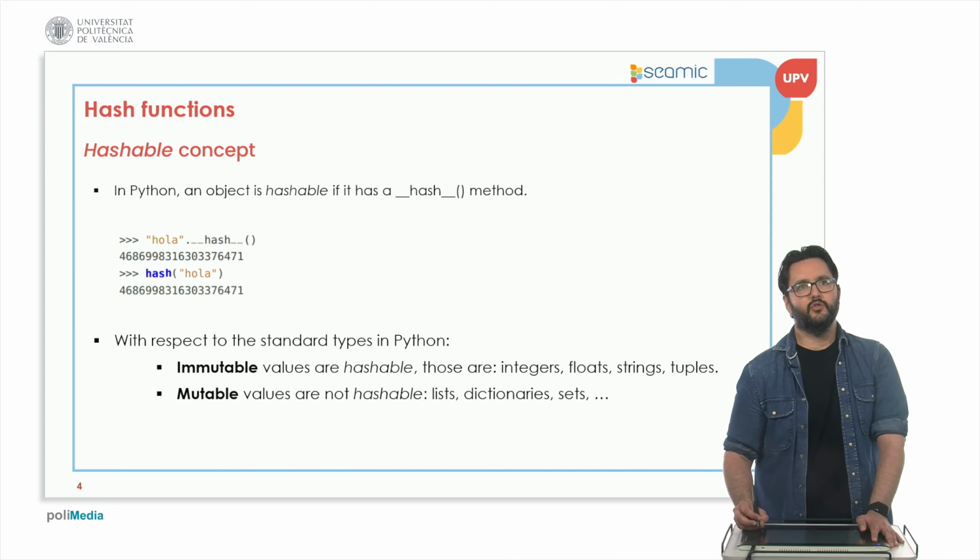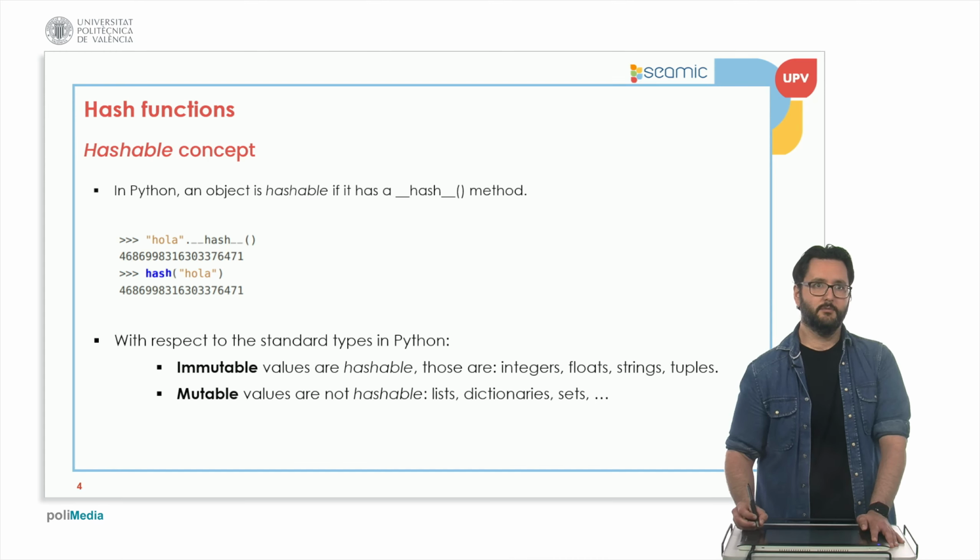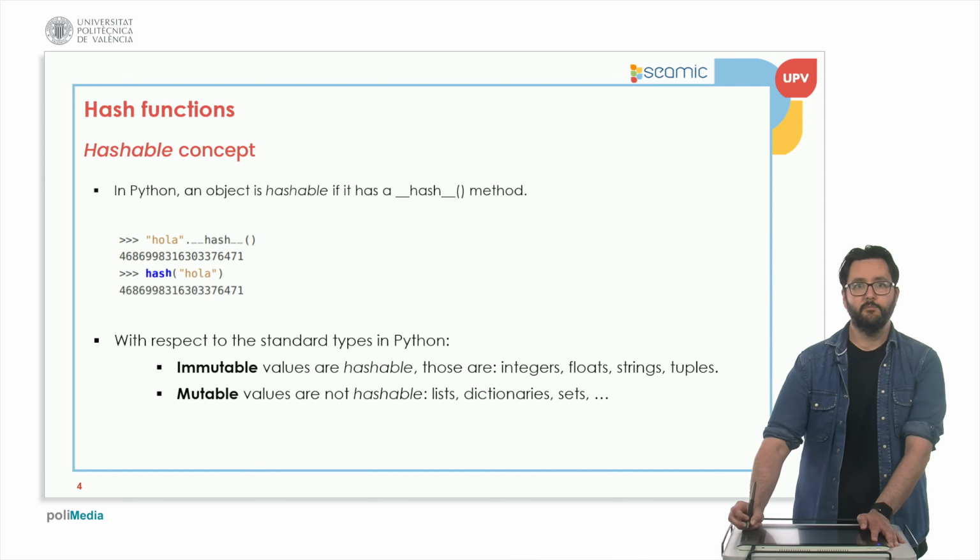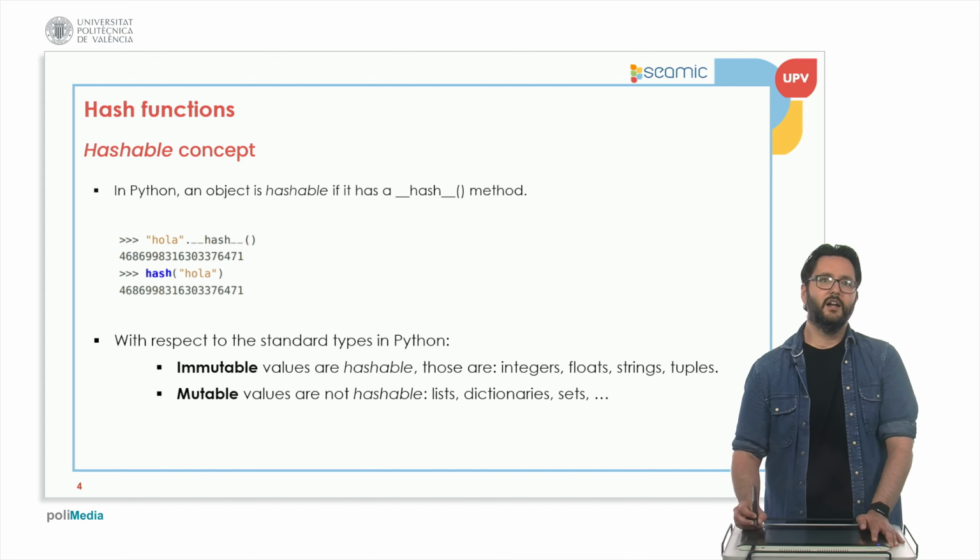Let's talk about this hashable concept. In Python, an object is hashable if it has a hash method. For example, strings have a hash method, and if we call hash for a string, we obtain a huge integer value. With respect to the standard types in Python, not all of them are hashable.